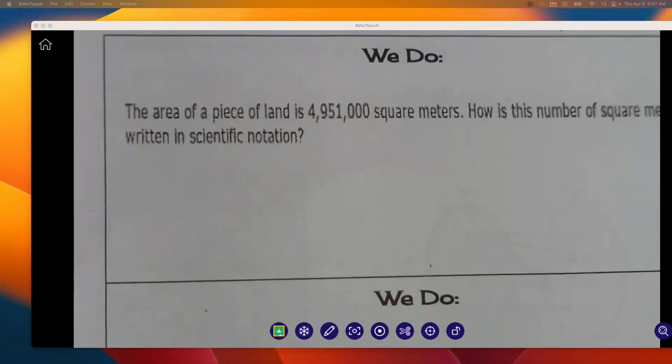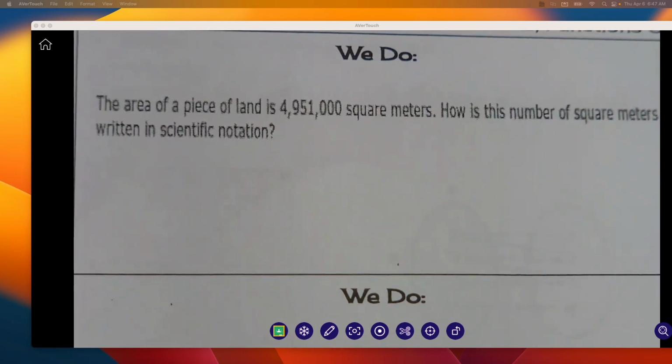Okay, we are continuing with our STAAR review. Today we're going to be talking about scientific notation, and then we're going to be talking about functions and then system of equations. So the first thing we're going to look at is scientific notation.